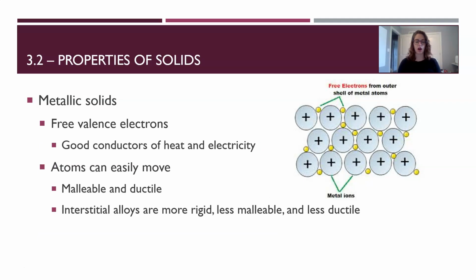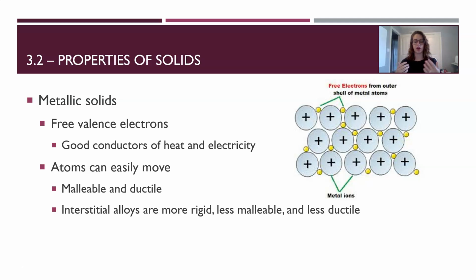Metallic solids are going to be made up of all metal atoms. They have free valence electrons, which means that they are good conductors of heat and electricity because those electrons are free to move between the atoms. The atoms themselves are also easy to move or free to move and shift around. This makes them malleable and ductile. So malleable meaning that they can be bent and they can be shaped easily without breaking. Ductile means that it can be stretched into wires. So this is why we use metals to make wires.